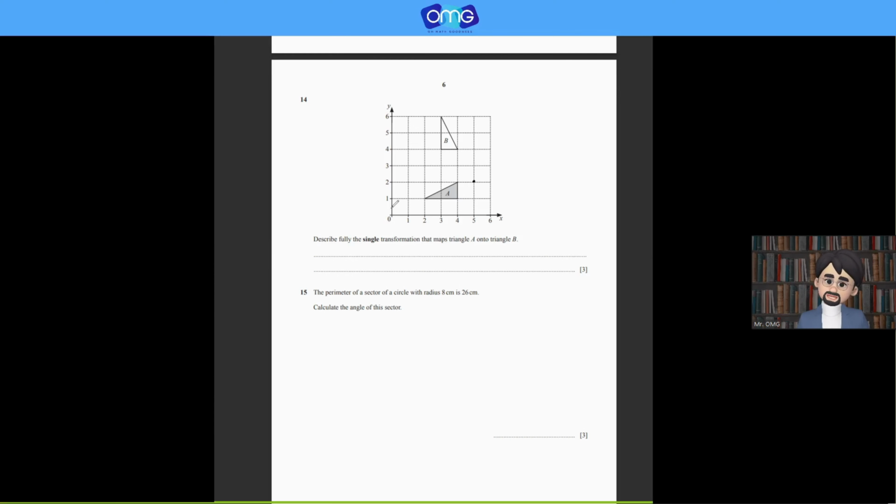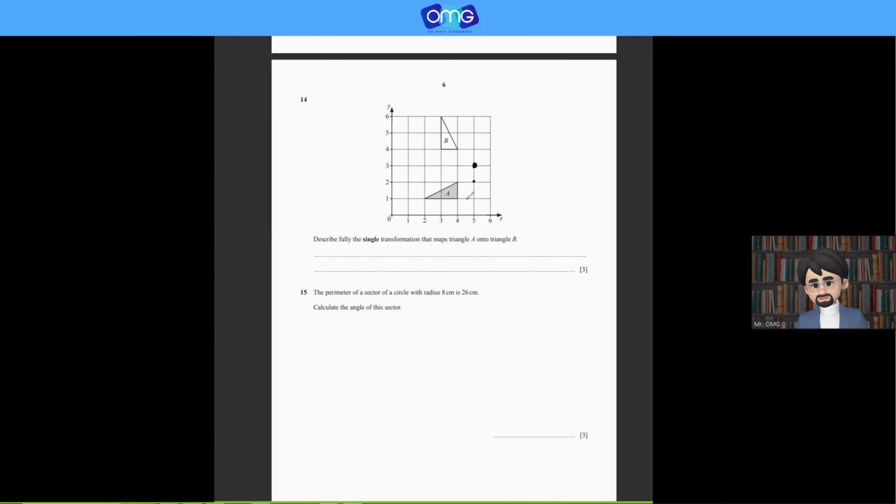Number 14. Describe fully the single transformation of triangle A to B. This is probably not a translation, not a reflection, not an enlargement, but this is a rotation. The center is about here, I think. This is by guess and check.